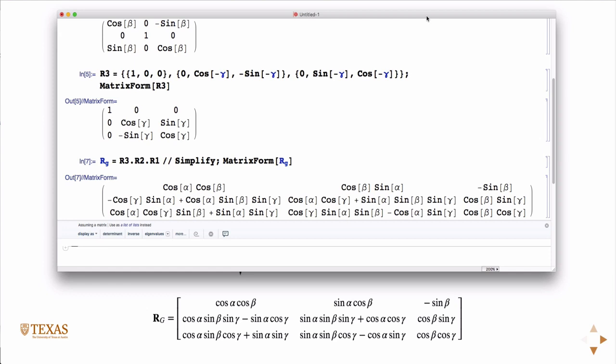This should be the same. So this is also in the book, in Zoback's book, but he doesn't show where it comes from. So this is where it comes from. So it looks complicated, but it's just three rotations in isolation.